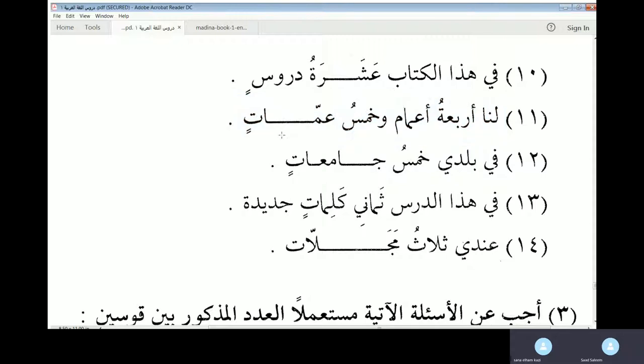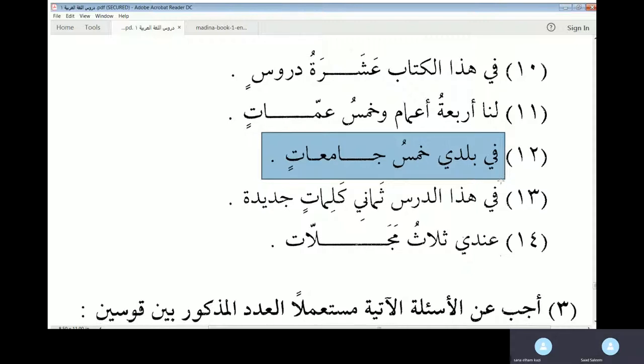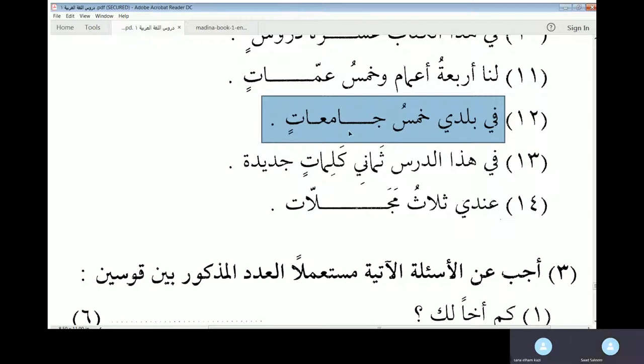في بلدي خمس جامعات. In baladi, in this country, baladi, my country. Ya means my country. In my country, there are five universities.